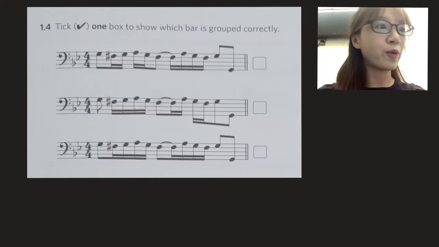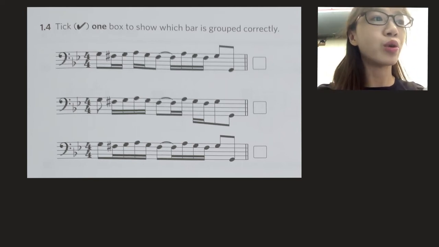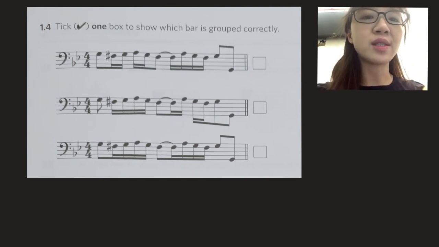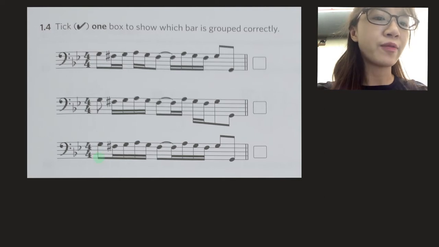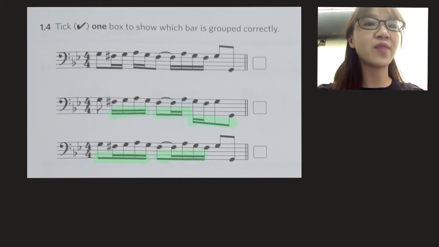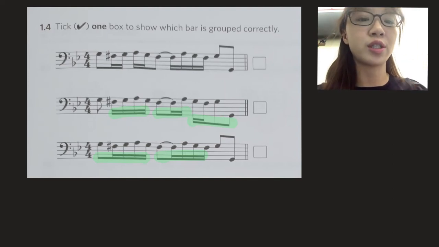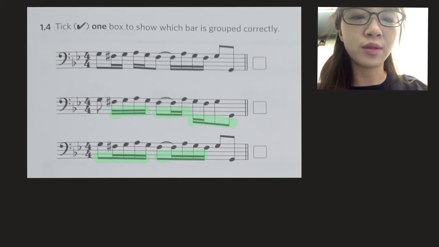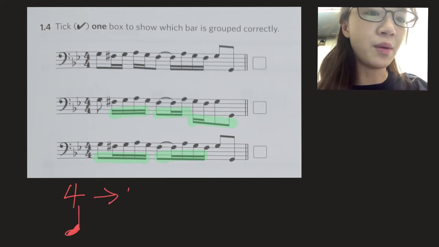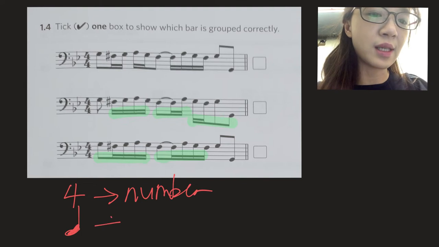For question 1.4, you need to have the knowledge of grouping. So 4/4, again, you need to know there are 4 crochets here. And previously we have discussed, from the question itself, you can tell what the grouping is like. For example, they tell you this is 1 group. So we just need to understand, are they in the right grouping? 4/4, we definitely have 4 groups because there are 4 crochets here. Okay, this is the number and this is the time.